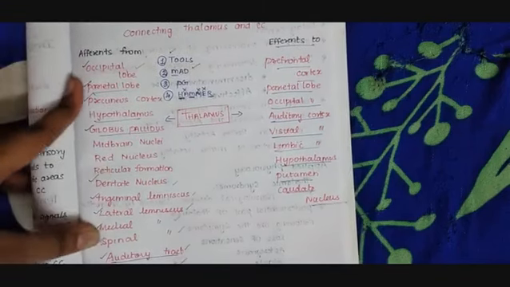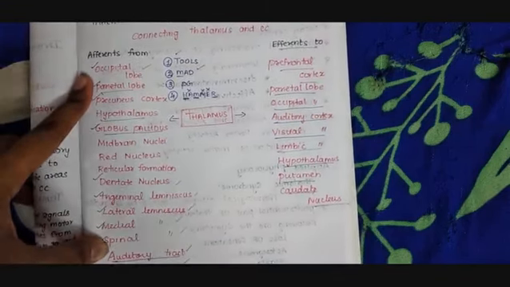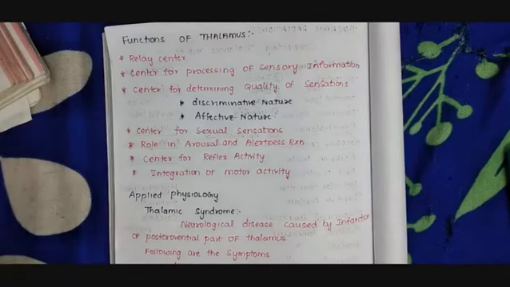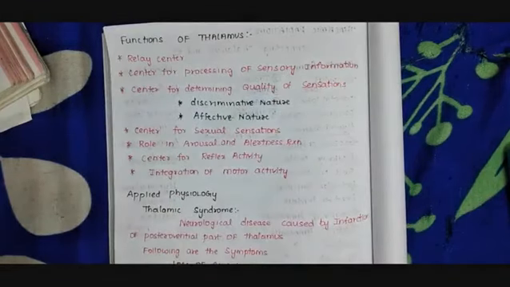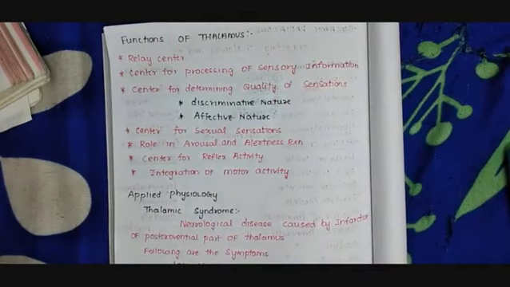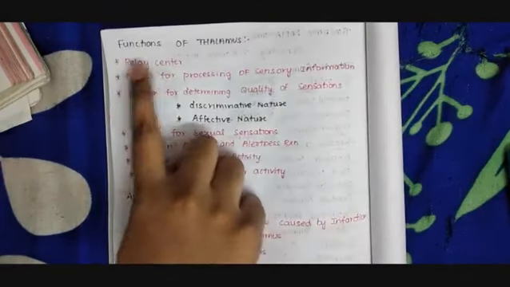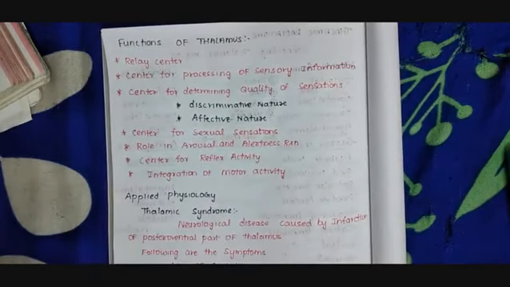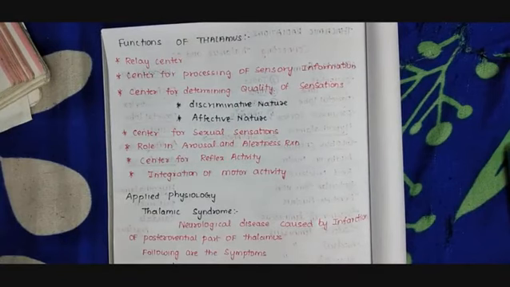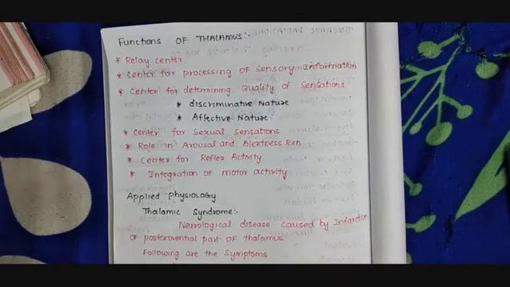And now we are going to discuss the functions of thalamus. The very important function of your thalamus is that the thalamus acts as a relay center. What they are trying to say here is that all the peripheral sensations, for example touch, pressure, temperature, vibration, all the sensations first go to the thalamus. In the thalamus this sensation is processed and modified and later sent to your cerebral cortex.